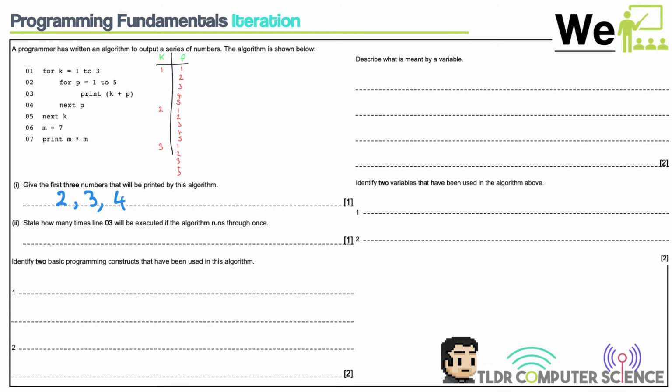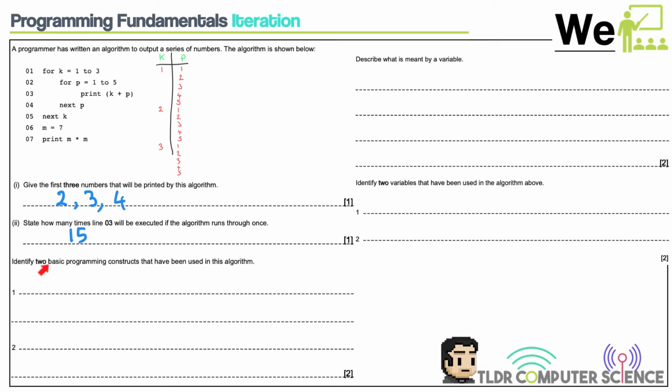Then it's asking the question that we've actually just been discussing. State how many times line 3 will be executed if the algorithm runs through once. So if it goes all the way through here, remember, it's going to run 5 times for the first when k is 1, and another 5, and another 5. In total, it's actually going to run 15 times.